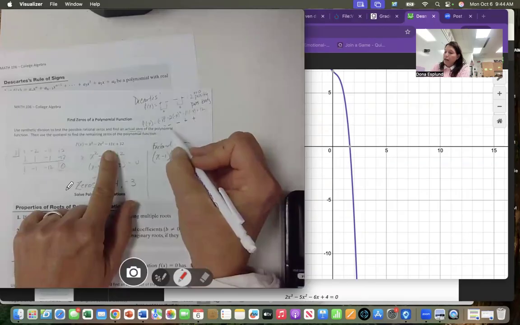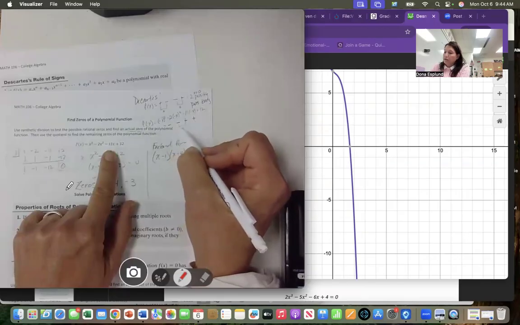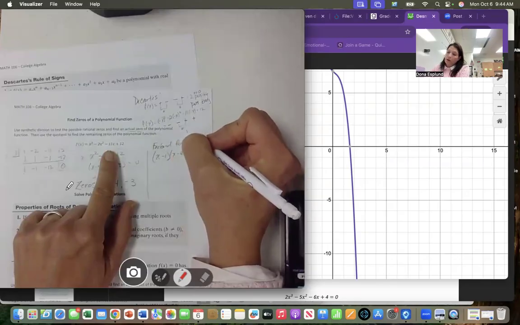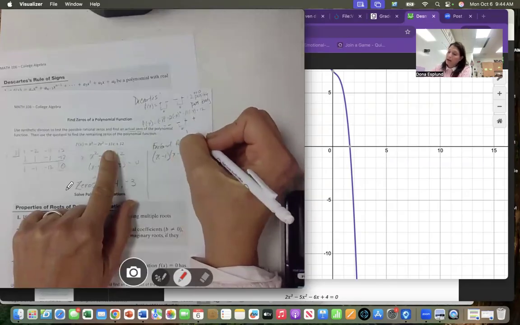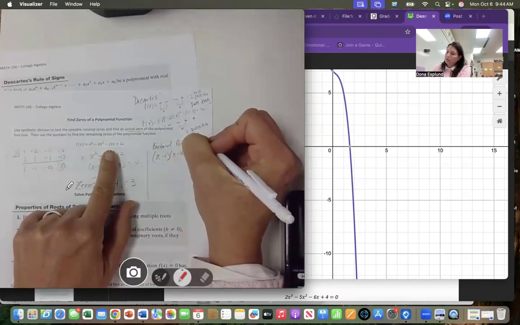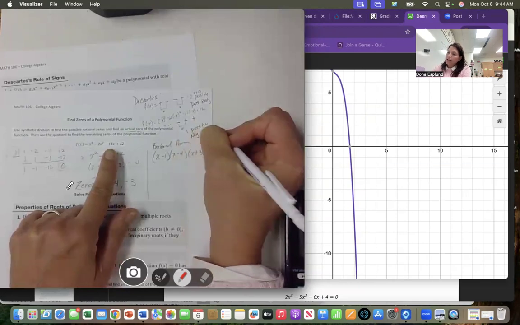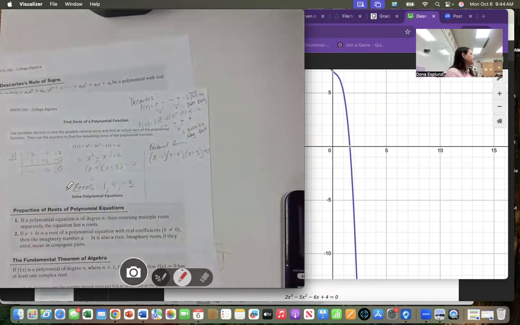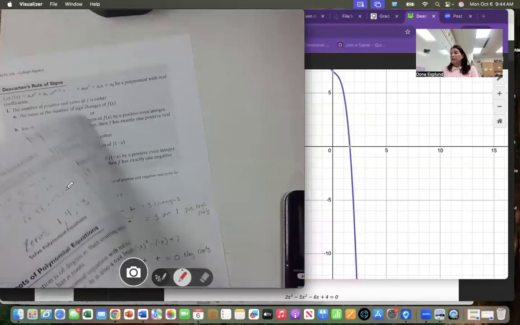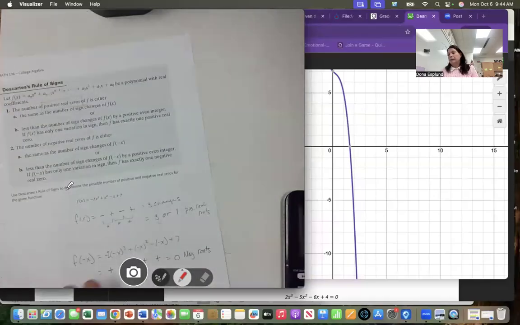So if I have a change, I have one change here. So I have 1. And so if I go minus 2, it's a negative number. So I have 1 possible negative root. And that's what it ended up being. Okay. So Descartes just kind of helps us figure out that we can eliminate a few more of our possible roots than we had to begin with.